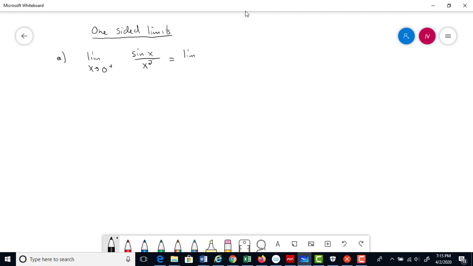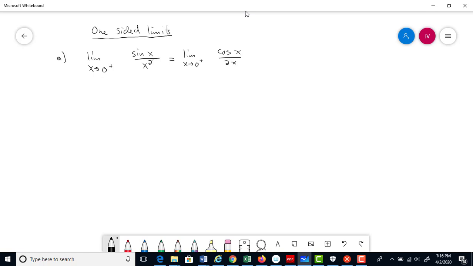So I can take the derivative of the top, I can take the derivative of the bottom. So this is going to be equal to the cosine of x all over 2x. And I know I'm done because the cosine of 0 is equal to 1. This is no longer 0 over 0. This is actually 1 over 0. So if the top is a constant and the bottom is 0, we're talking about something that's shooting off into infinity.